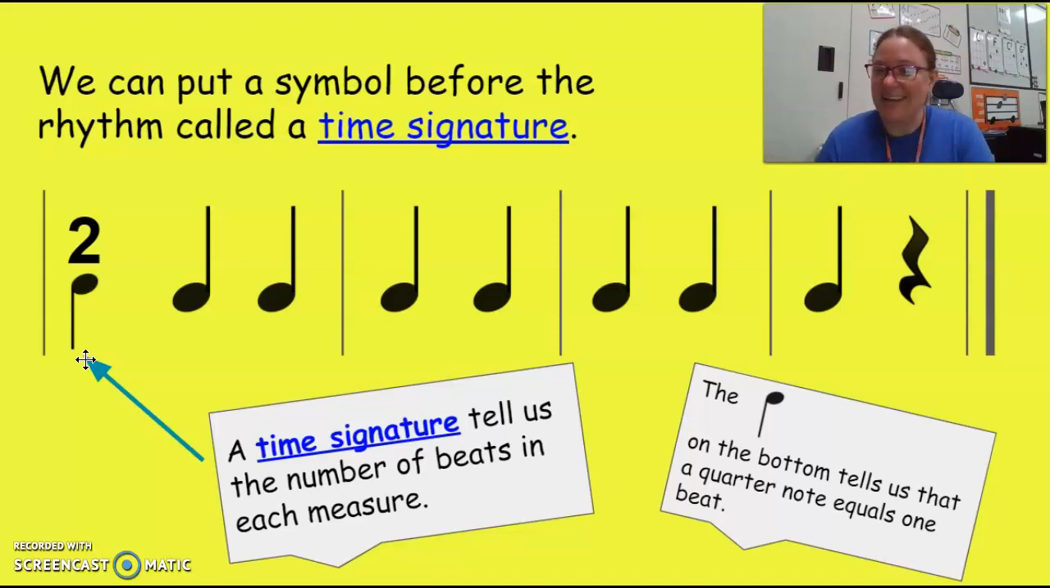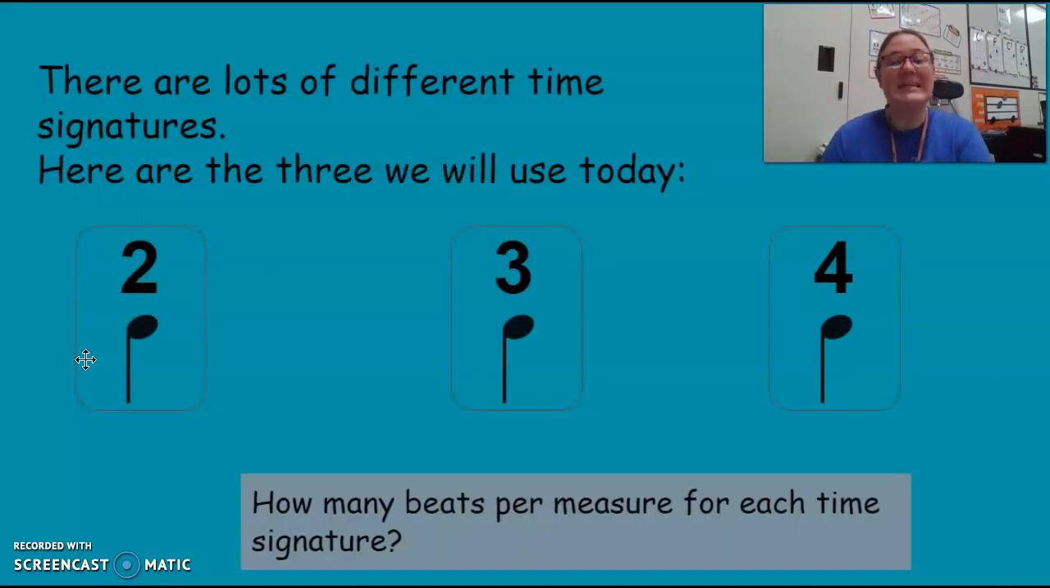Now that we know that, let's go ahead and say and clap this rhythm together. Okay, use your rhythm syllables. We've got ta, and clap it with me. Ready, go. Ta, ta, ta, ta, ta, ta, ta. Nice job.